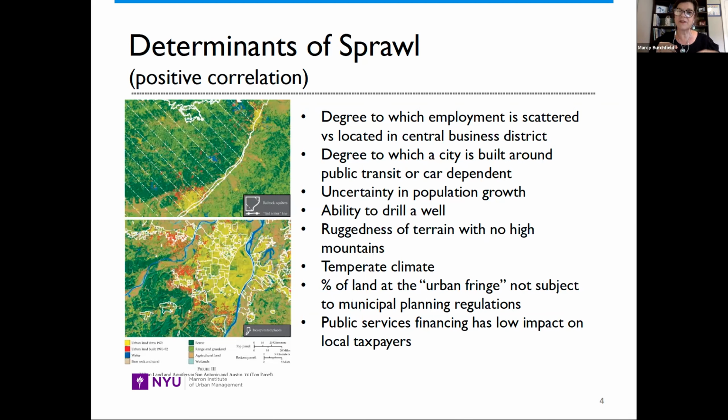So you can think about these three buckets: urban economic theory, physical geography and environment, and governance issues. I would suggest those last two are part of governance. These are really the main buckets of drivers of sprawl that we found in the study. So you can hit the next slide.